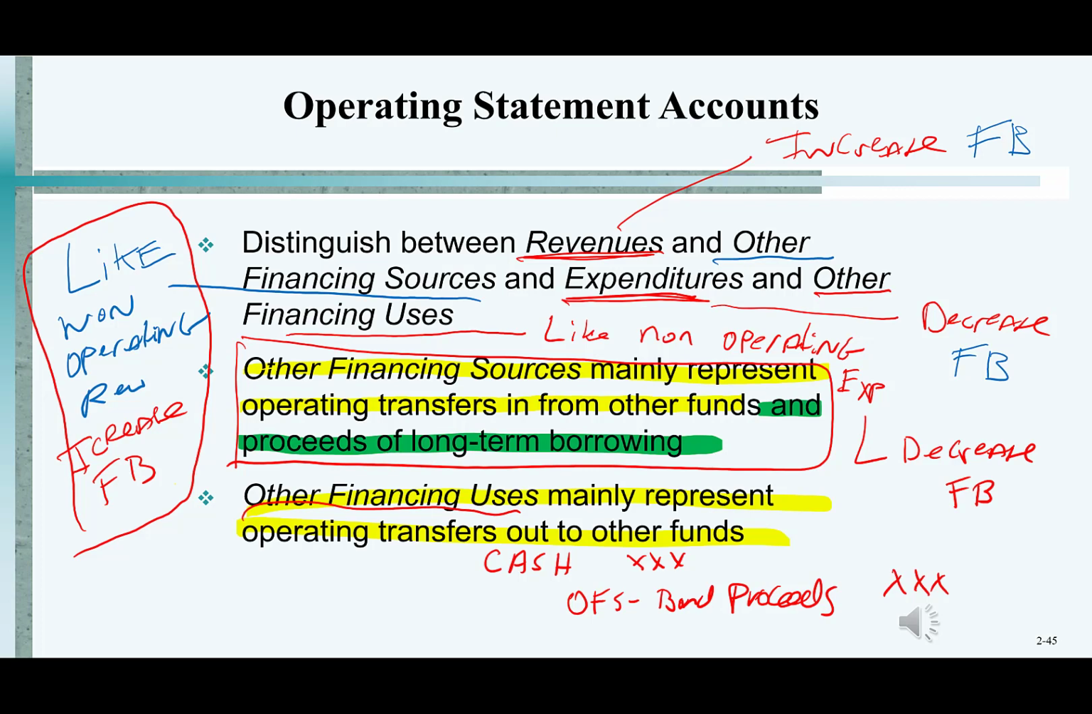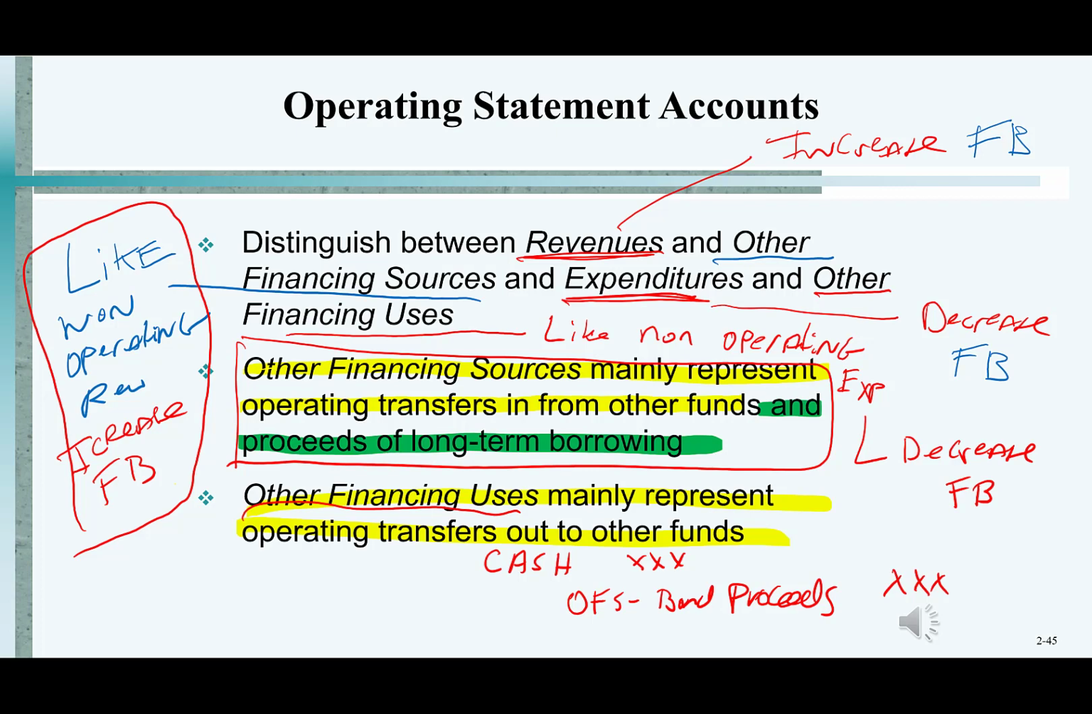Now we're talking about the governmental fund income statement, which we call the statement of revenues, expenditures, and change in fund balance, right? And we're going to have revenues and we're going to have expenditures. Revenues and expenditures are operating type items, aren't they? Things that governments do every day. Okay, those are going to be revenues and expenditures.